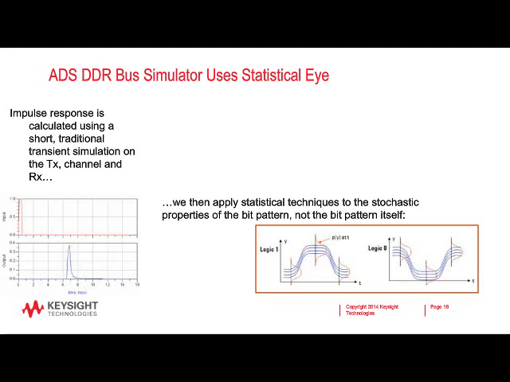So we don't have to run a very long, 10 to the 5, 10 to the 6, 10 to the 7 bits through the impulse response. We can actually calculate the bathtub curves and the eye diagram, BER contours, directly from the impulse response and these stochastic properties of the bit pattern.